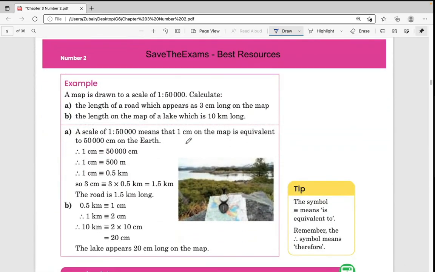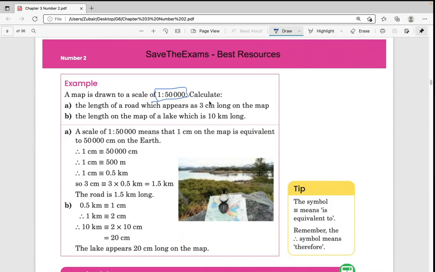Okay, let's try an example question. A map is drawn to a scale of 1 ratio 50,000. Now, without going into depth, first, 1 ratio 50,000 means that no units are given. So if it is 1 centimeter on the map, this will be 50,000 centimeters on real ground. If it is 1 meter on the map, this will be 50,000 meters on real ground. So this is just the ratio. Whatever length is on the map, that is 50,000 times on real ground, irrespective of the unit.